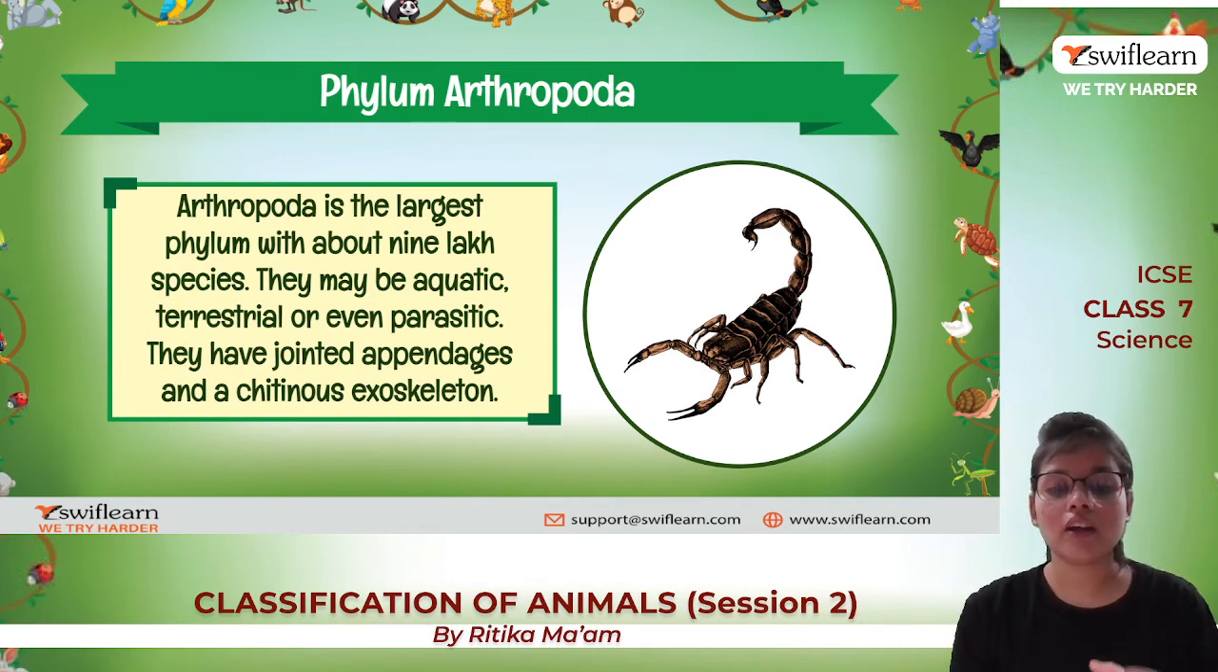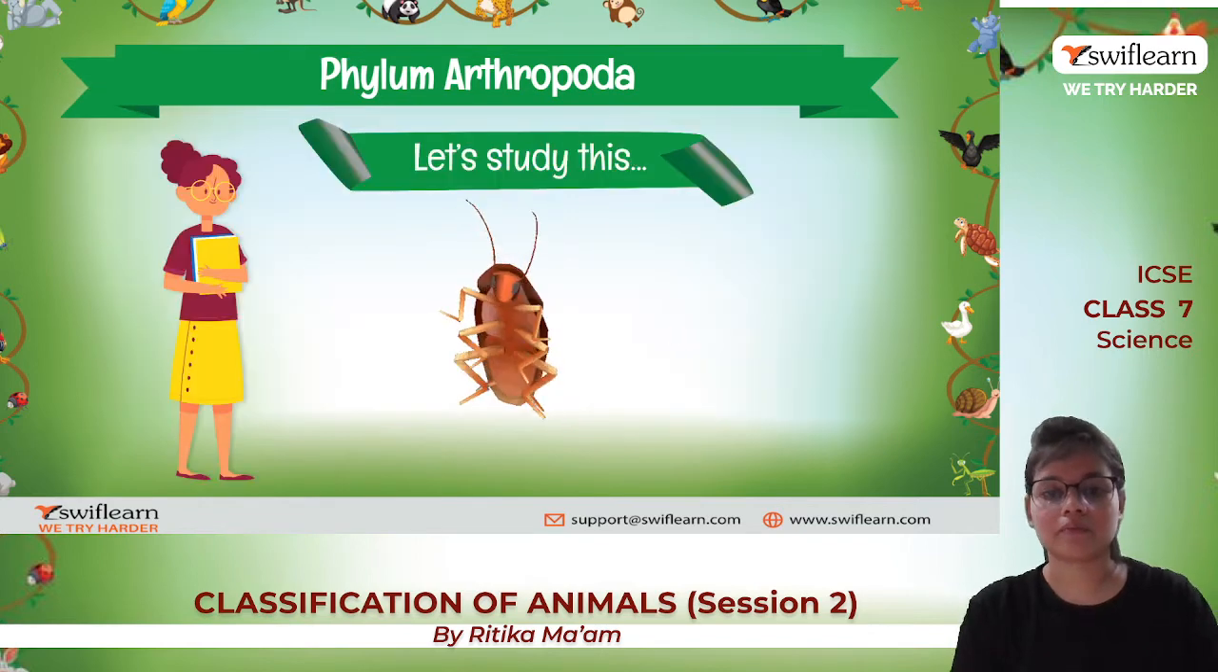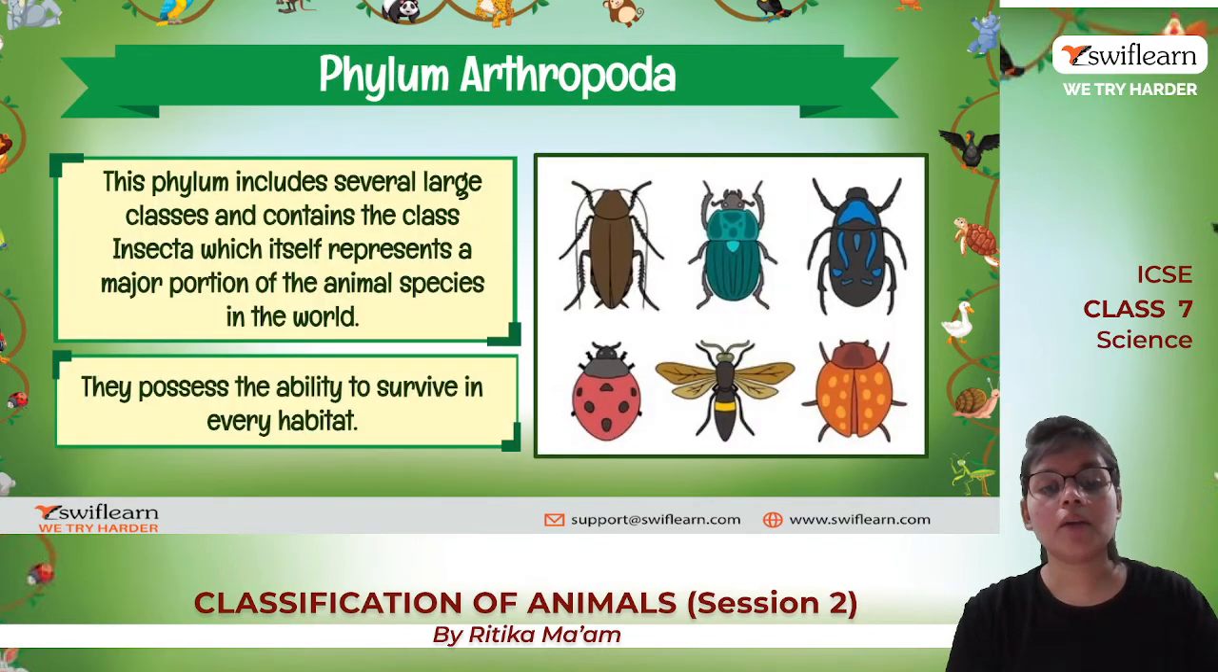Then they have joint appendages and a chitinous exoskeleton. So the skeleton is outside and it is made up of a substance known as chitin. Now let's study phylum Arthropoda. It has all the classes. It has the insects basically. It has a large class of insects.